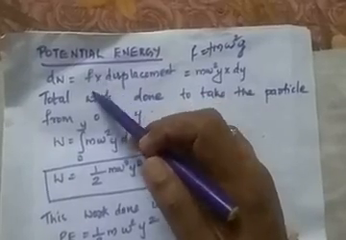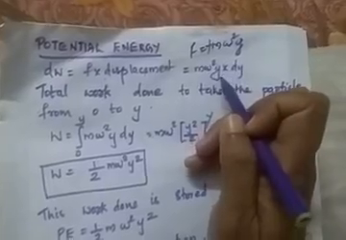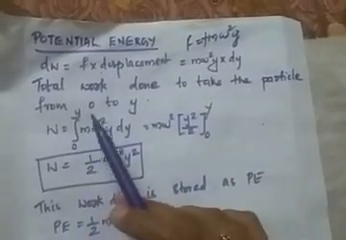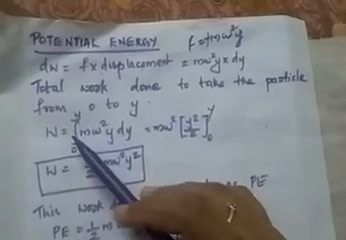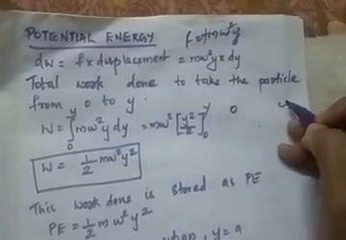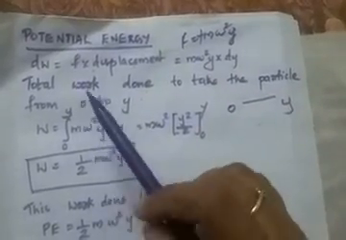So what is force? Force is m omega square y and displacement is dy. Therefore, what is the total work done to take the particle from 0 to y? For that you need to integrate this expression, because that is the general method.